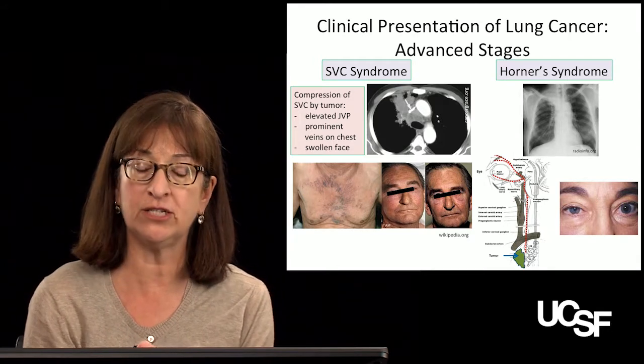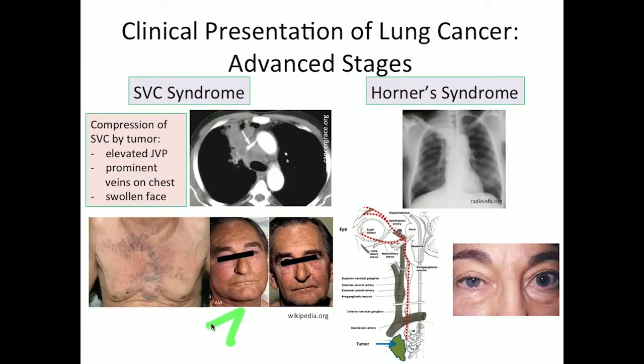Because there's increased pressure, then you have fluid that moves out and causes edema of the face. This is a picture of a patient with the SVC syndrome, and you can see his face is somewhat puffy. And then after he's treated with radiation and chemo, you can see that puffiness has gone away because it's opened up that compression of the SVC.